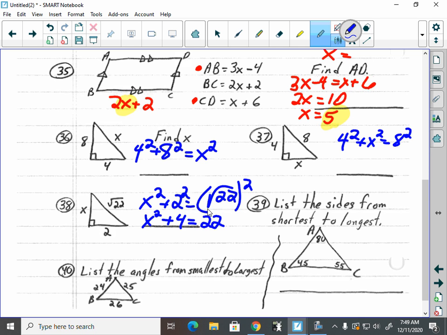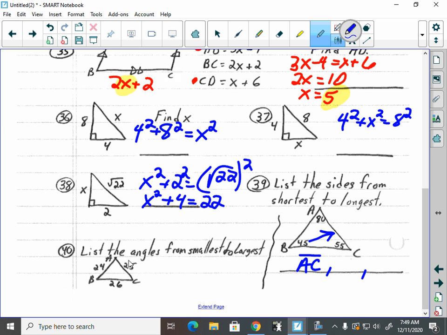List the sides from shortest to longest. I'll tell you what the shortest side is. The shortest side is across from 45, so it's AC. So now you figure out the other two. And then number 40, list the angles from smallest to largest. I'll give you the first one. The smallest angle is C. You figure out the other two.